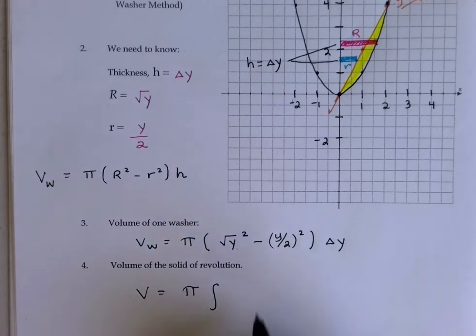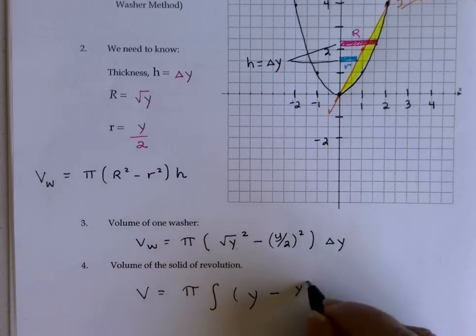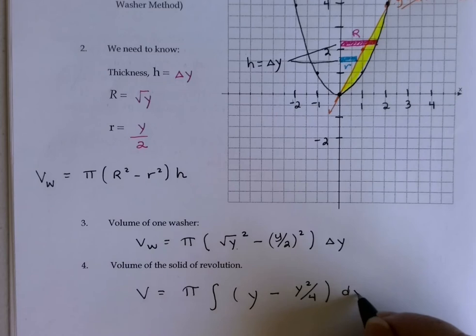Let's see. Square root of y squared is just y. I can write that as y squared over 4. And the delta y becomes a dy.